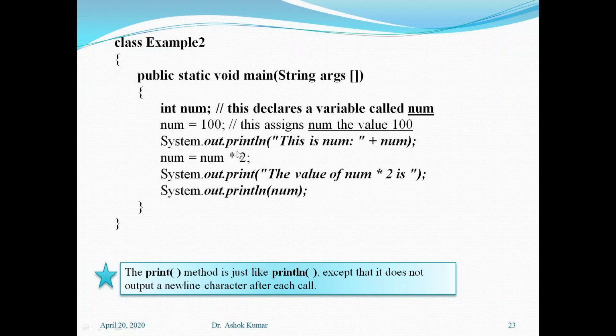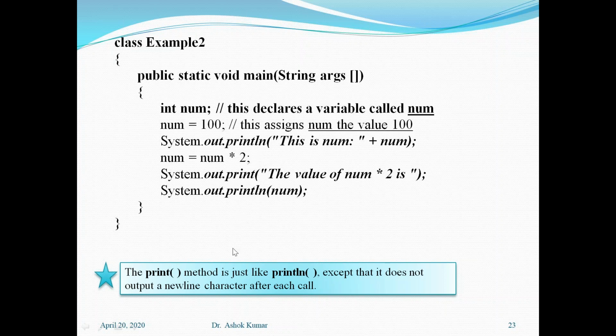Then the next line, here we have used the arithmetic operator, multiplication. It will perform this operation, 100 into 2, 200, and that value 200 will be assigned to the variable num again. So this line is basically modifying the value of the num variable, and again we are printing this result, the value of num into 2 is. But notice here that we have used print only.